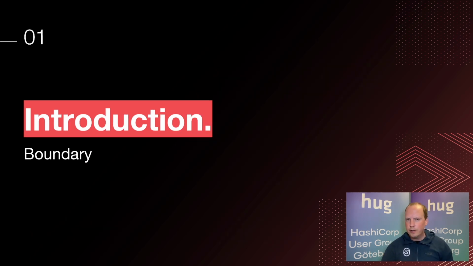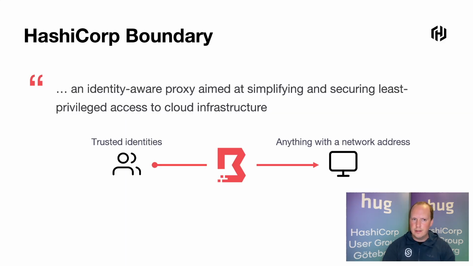So, Boundary. I expect you know a little bit about Boundary to be able to follow along with my presentation, but this is at a high level what HashiCorp Boundary is. This is a copy-paste from the documentation. Basically, Boundary is an identity-aware proxy aimed at simplifying and securing least privileged access to cloud infrastructure. At a very high level, we have some sort of trusted identities, and through the use of Boundary, these identities will be able to access basically anything with a network address.